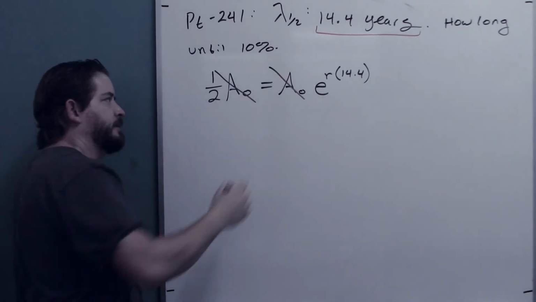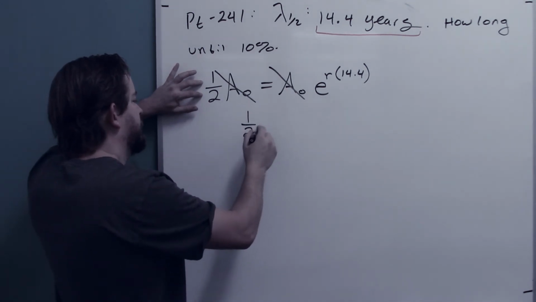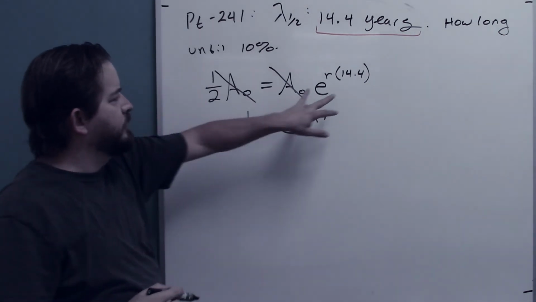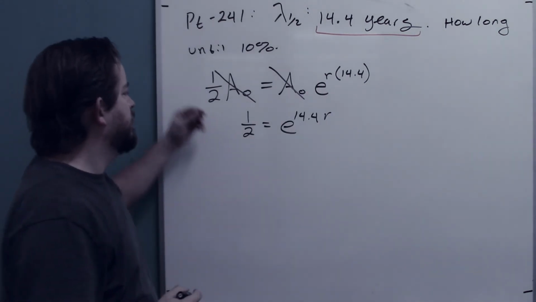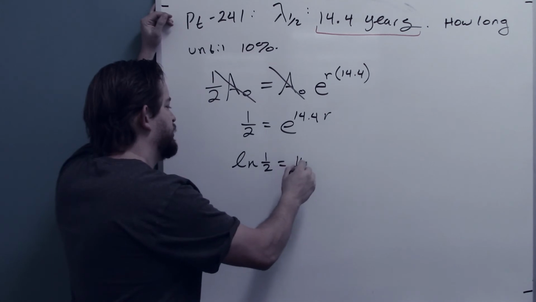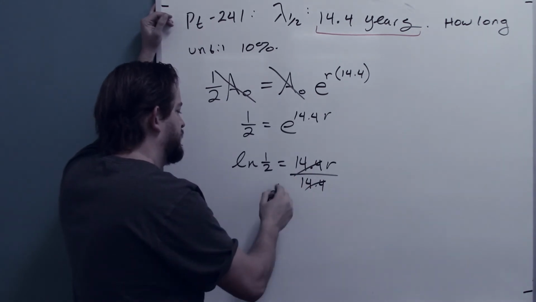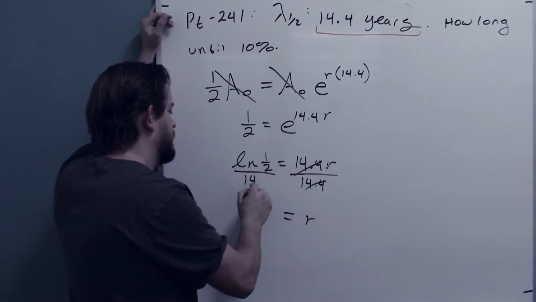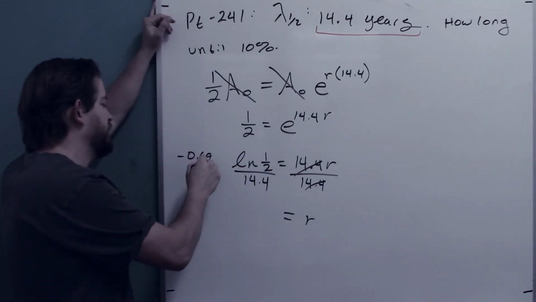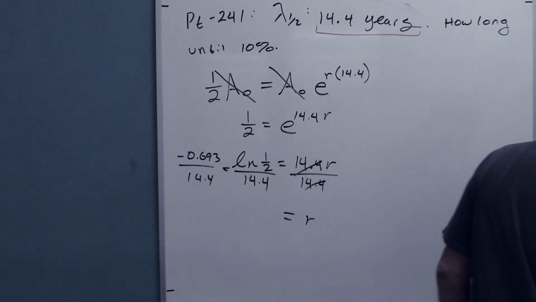Again, this is why it doesn't matter how much we started with, because that amount cancels out. I end up with just 1/2 is e to the 14.4R. I'm just rewriting this as the coefficient in front. Then I just rewrite this as a natural log. So the natural log of 1/2 is equal to 14.4R. Divide each side by 14.4. Then I just take this calculation, the natural log of 1/2, which is like negative 0.693, and divide that by 14.4.